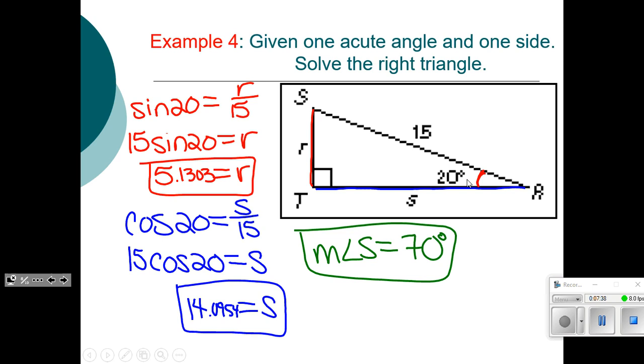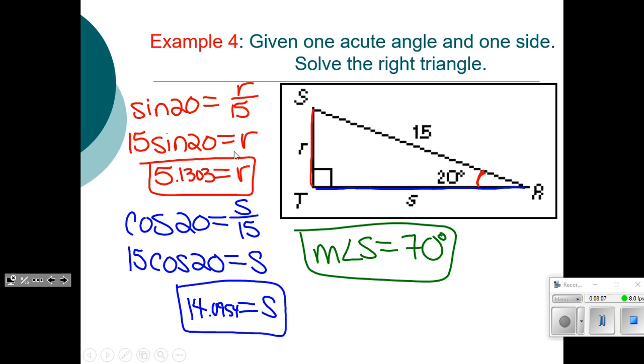So what we're going to do is look at this angle. You have opposite over hypotenuse. That's SOH. You have to remember that. SOHCAHTOA, okay? SOH means opposite over hypotenuse. This is always the hypotenuse, 15. So you're going to write sine 20 equals R over 15. Now put over 1, cross multiply. So 15 sine 20 equals R.